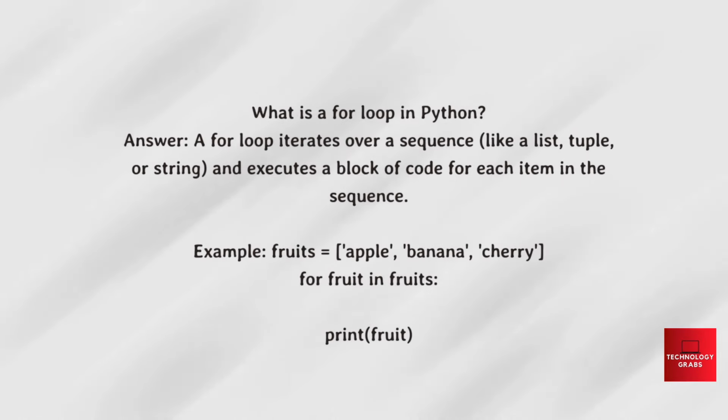What is a for loop in Python? Answer: A for loop iterates over a sequence, like a list, tuple, or string, and executes a block of code for each item in the sequence. Example: fruits = [apple, banana, cherry]; for fruit in fruits: print(fruit).